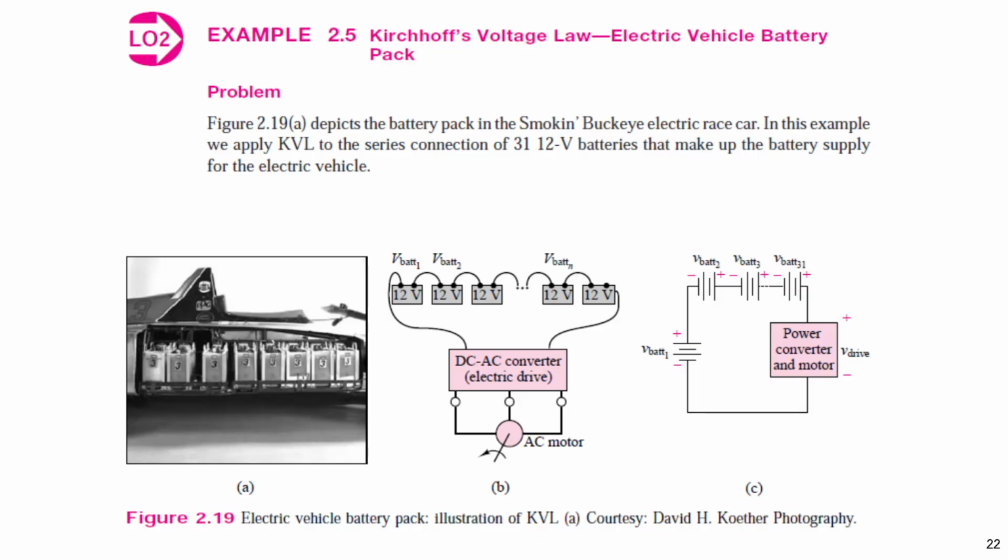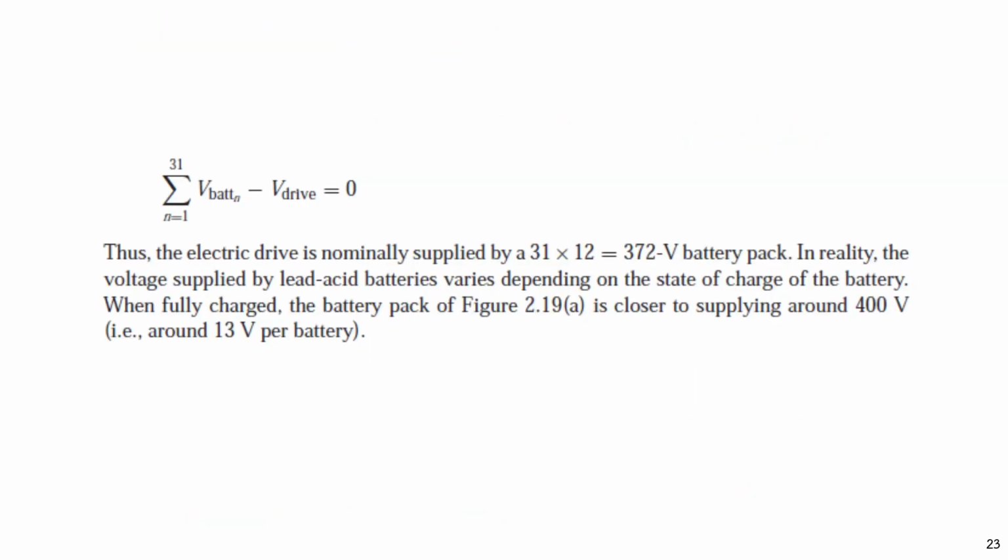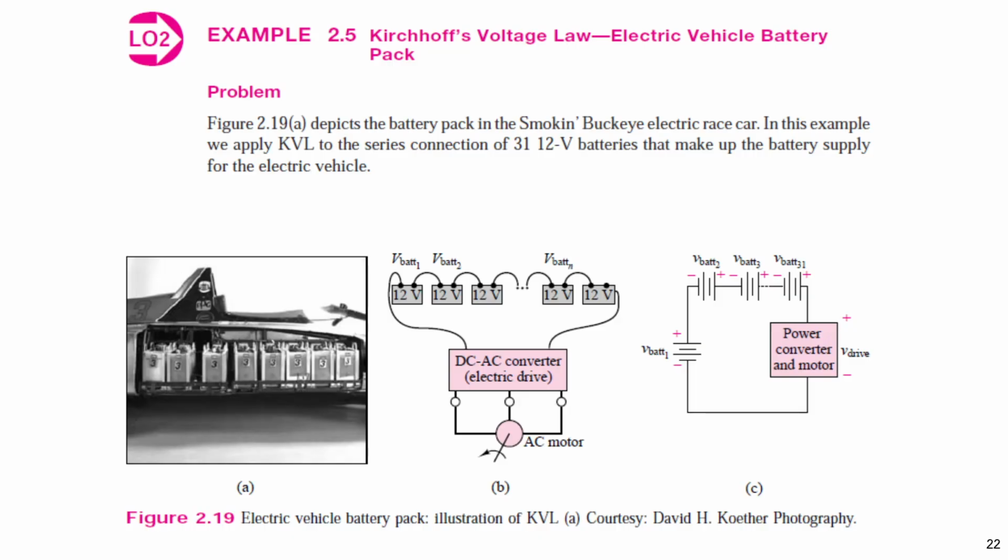Series. So like this, when we apply KVL, the positive value of battery 1 plus positive plus positive plus positive equals the voltage of the load. And then the summation of battery voltages equals the voltage of the drive. The drive means the voltage of the power converter to the motor, right?